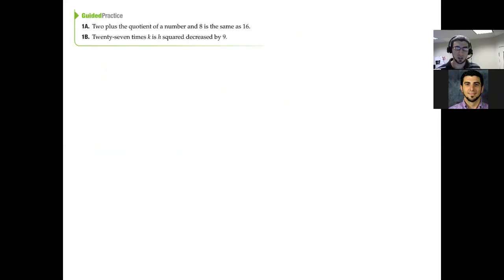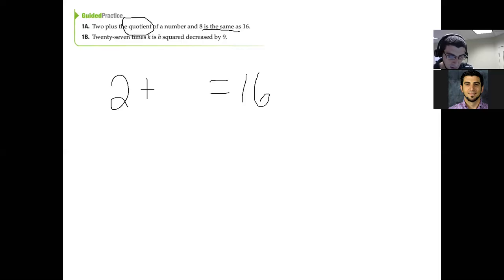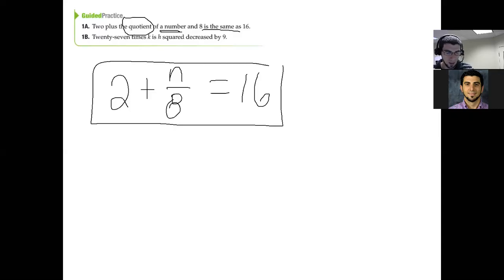2 plus the quotient of a number and 8 is the same as 16. So is the same as implies equal. So it's got to be equal to what? Equal to 16. So it's 2 plus the quotient. Quotient means to divide, or you can have a fraction. The quotient of a number, I don't know what the number is, so I'm going to call it N, and 8. So the quotient is N and 8, so N divided by 8. So 2 plus N divided by 8 equals 16. There we go, so that's part A.